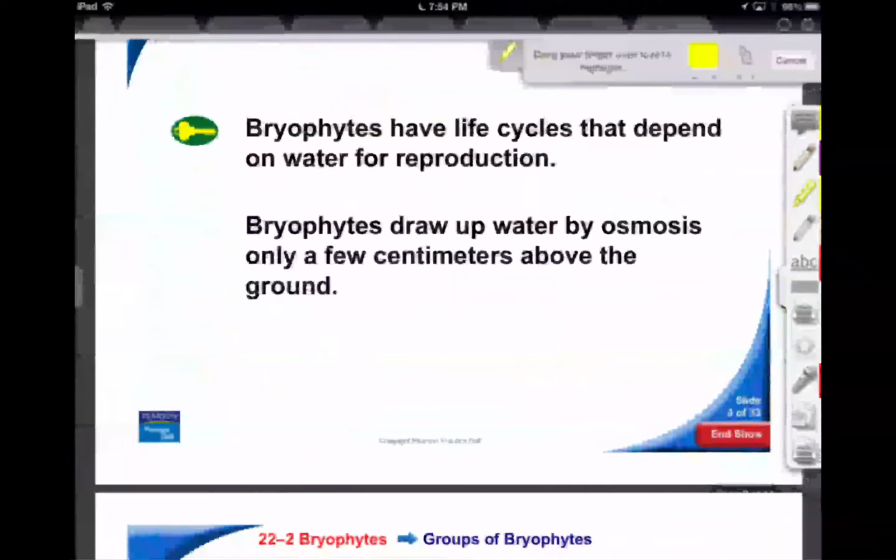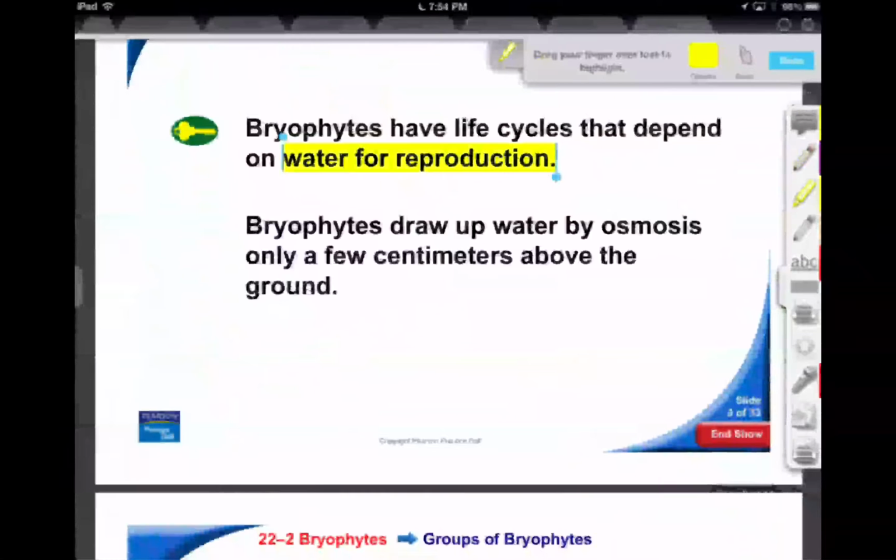Depend on water for reproduction. We saw that. And we think of the ancestor of the bryophytes as being that green algae, that chlorophyte algae that you find in a lot of fresh water. Just look in your fish tank, you'll find lots of it.